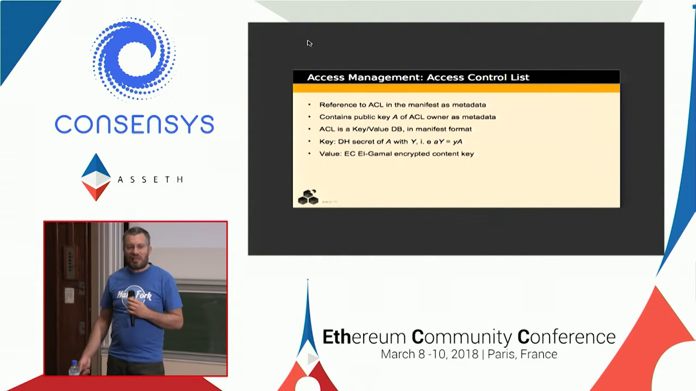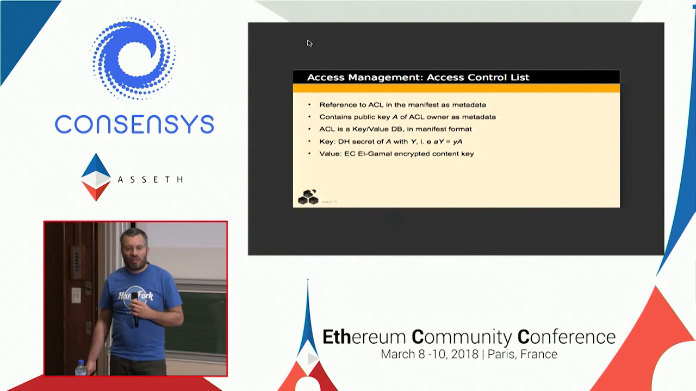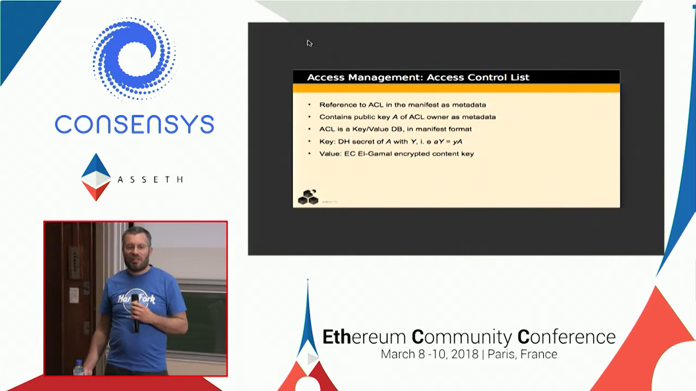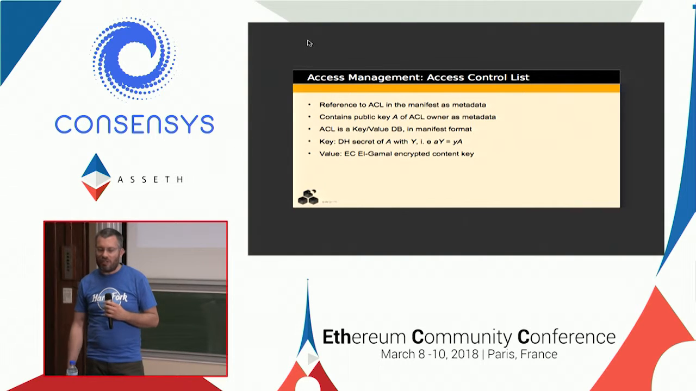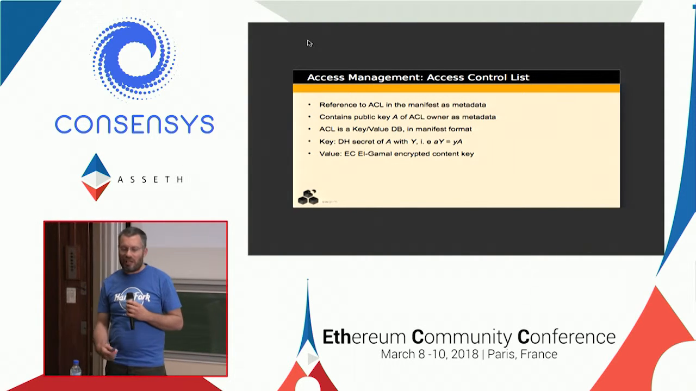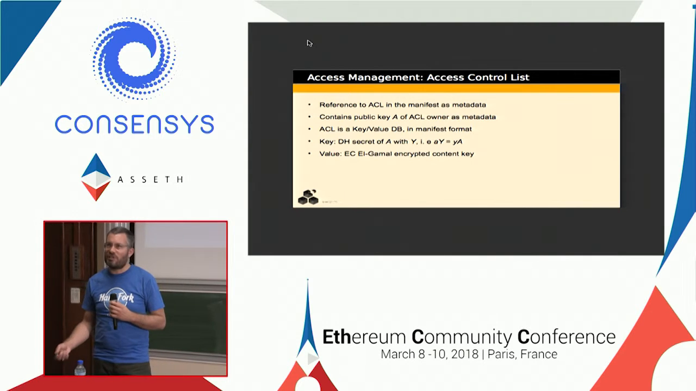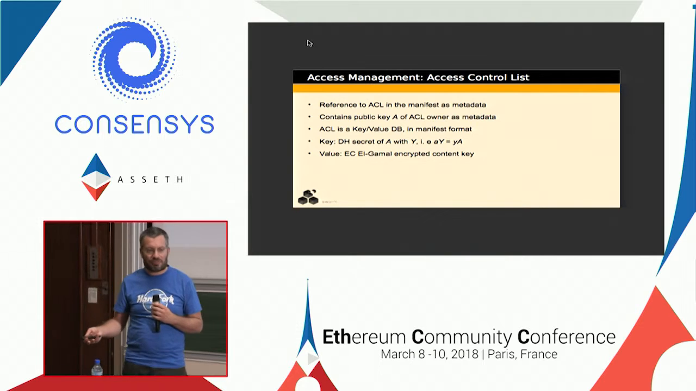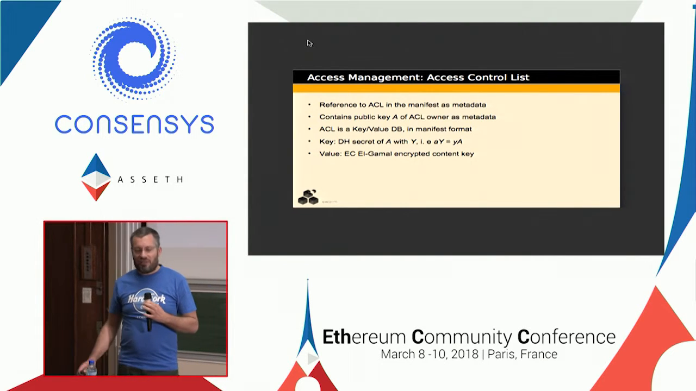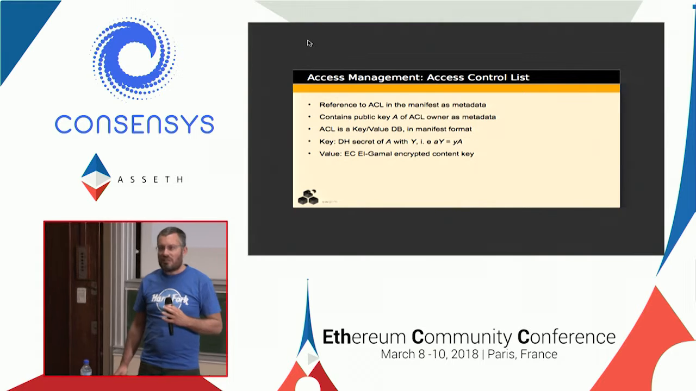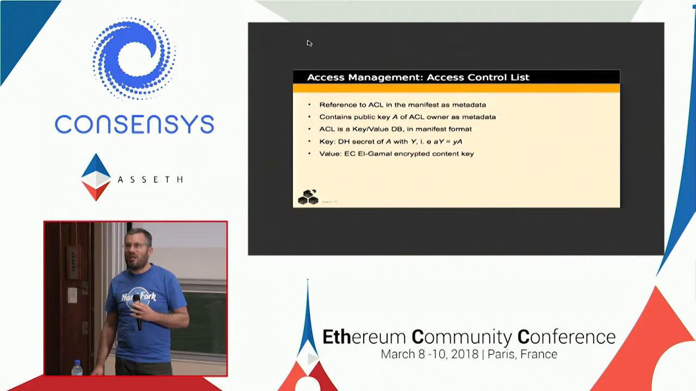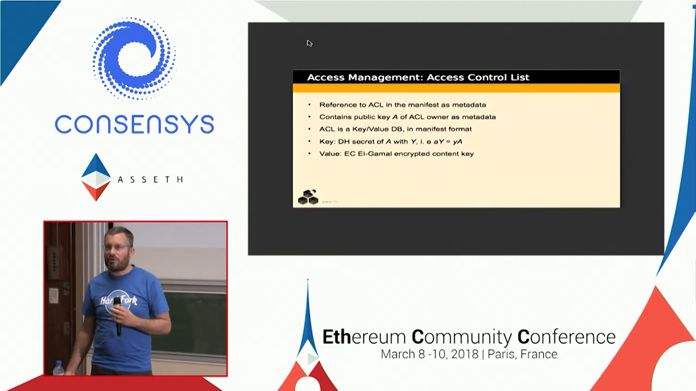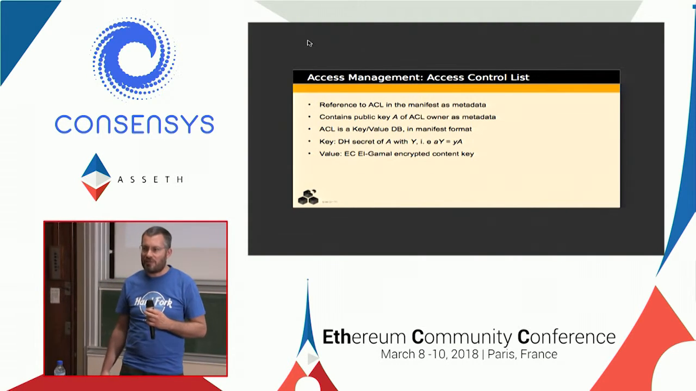And what's inside this manifest, another piece of metadata added, is the public key of the owner of the ACL. So the entity that has the power to modify the ACL, who has the permission to give and take permissions. And the ACL itself is, just like the manifest, a key-value database. It's actually in the manifest format. It's exactly the same format as the manifests in Swarm.